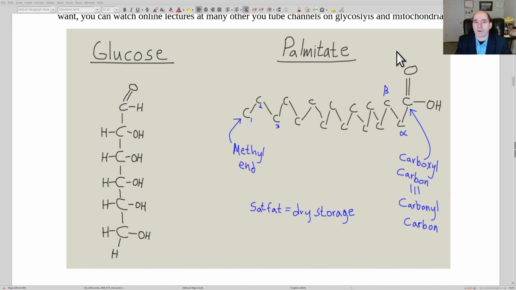In McDougall's words, the fat paralyzes the insulin receptor. That's one way to phrase it. I'm going to phrase it a little bit differently here based on the Brownlee paper, but it's essentially the same thing. Okay, here's glucose, here's palmitate.